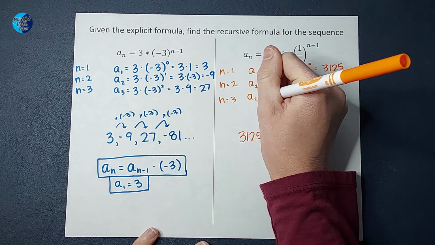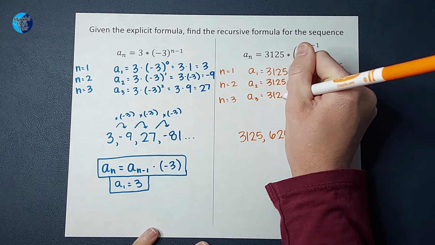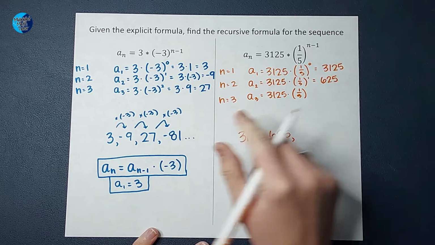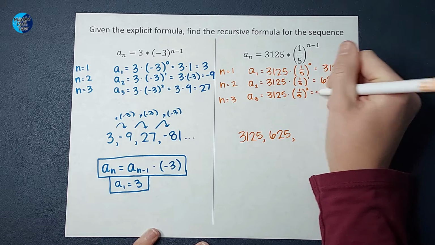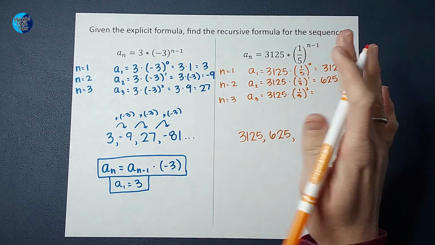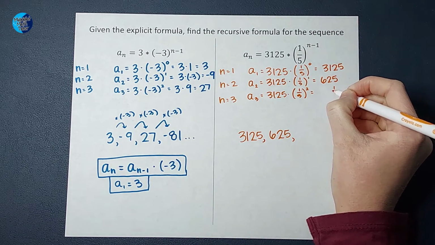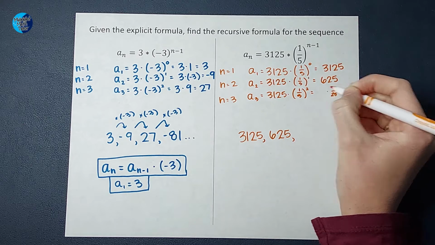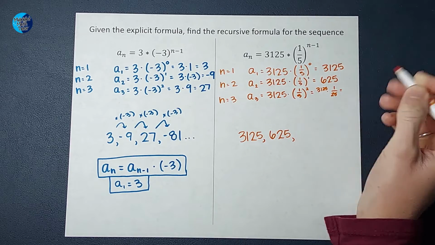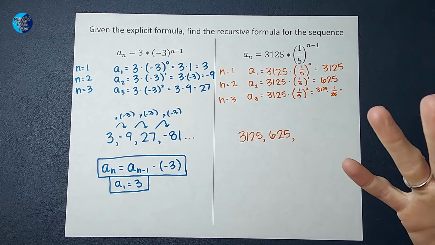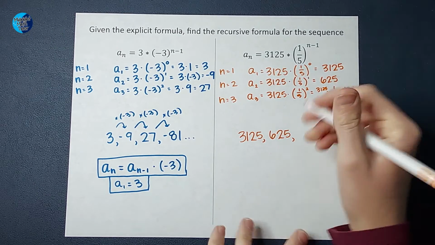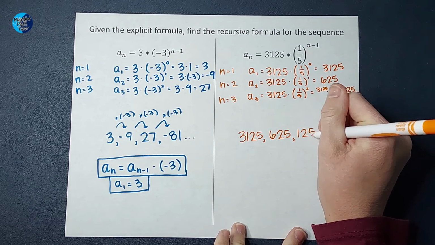The third number is 3,125 times 1/5 to the power of n minus 1. So 3 minus 1, which would be 2. Okay, so we are squaring that 1/5. So 1/5 times 1/5 would give me 1/25. And we're multiplying that by 3,125. Okay, and when I put that in my calculator, I end up with 125. Okay, so that is the third number.